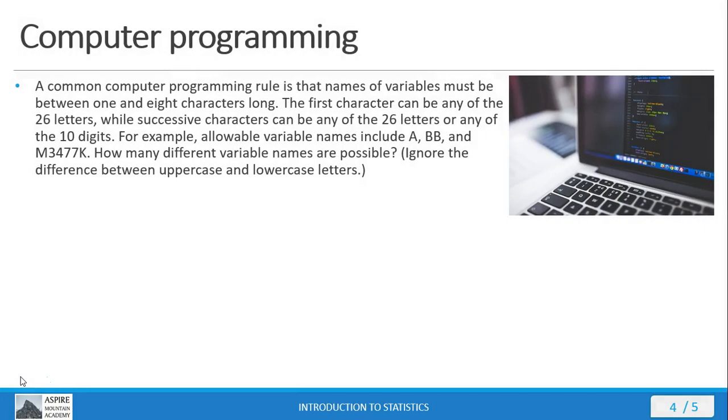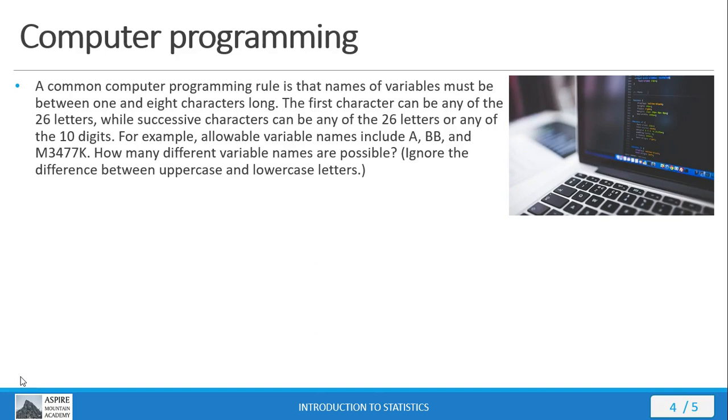Let's look at one more example involving computer programming. So a common rule amongst people that write code is that the names of variables must be between 1 and 8 characters long. The first character can be any of the 26 letters of the English alphabet. But then, successive characters can be any of the 26 letters of the alphabet or any of 10 digits. So, for example, you could have a variable name. Here's some examples: A, B, B, M3477K.